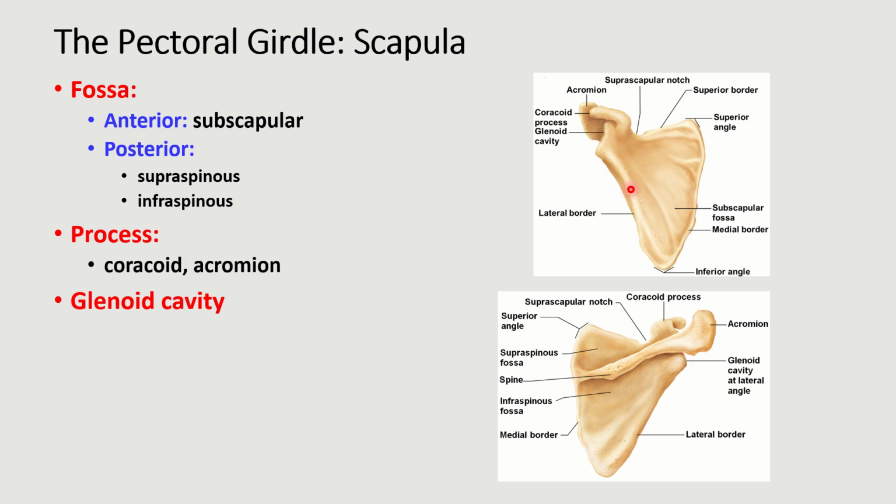It also has 2 processes. The anterior one is called coracoid, and the posterior one is called acromion. So this is the coracoid, and this is acromion. This is the anterior view. In the anterior view, you have only one fossa. It's called the subscapular fossa. And in the posterior view, you have 2 fossae, supraspinous fossa and infraspinous fossa. They are separated from each other by the spine, and you can see the spine moves laterally, ends up with acromion.